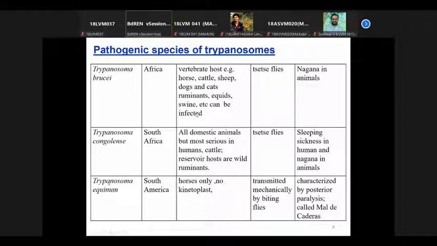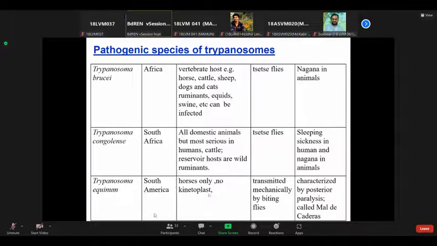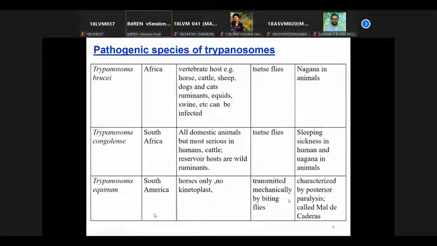South America, Trypanosoma equinum, horses only. The name indicates the host, equine, horse only, no kinetoplast. Transmitted mechanically by biting flies. So no tsetse fly, but transmitted mechanically and characterized by posterior paralysis. The horse will show posterior paralysis. That is called mal de caderas. Try to remember this one, mal de caderas, posterior paralysis.